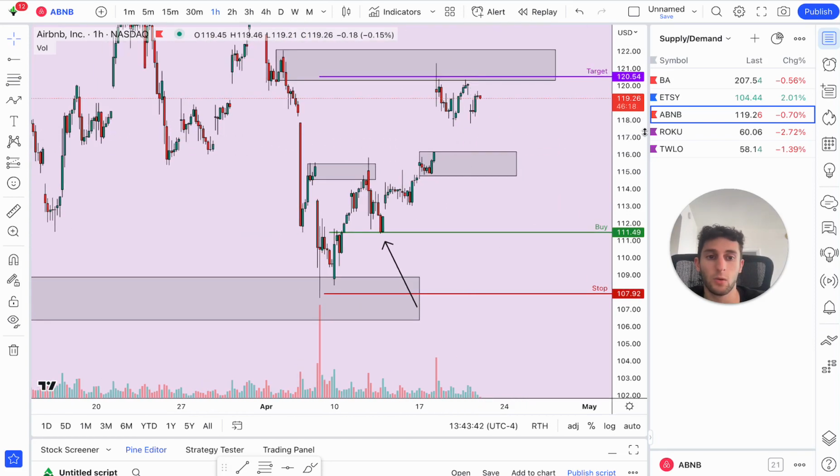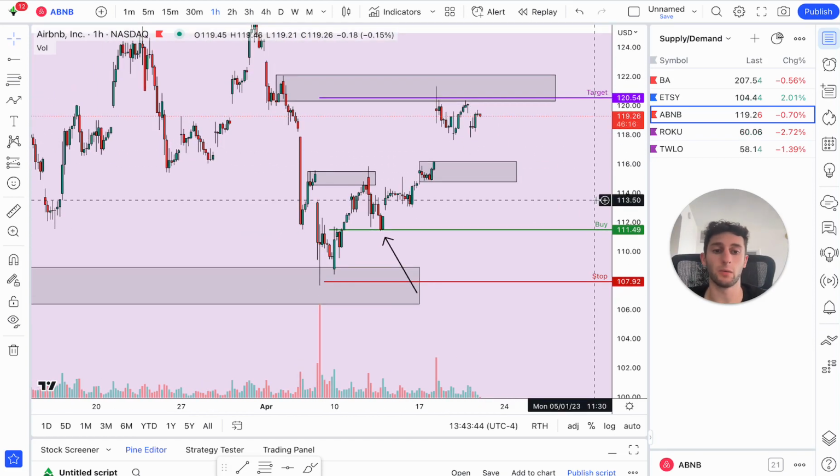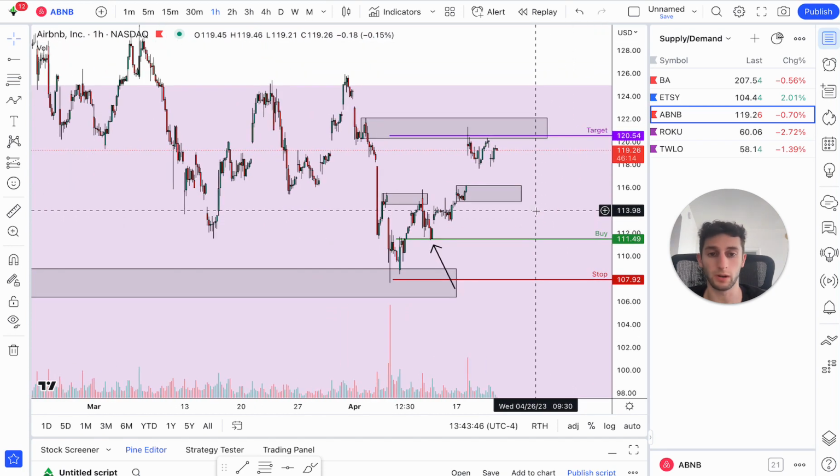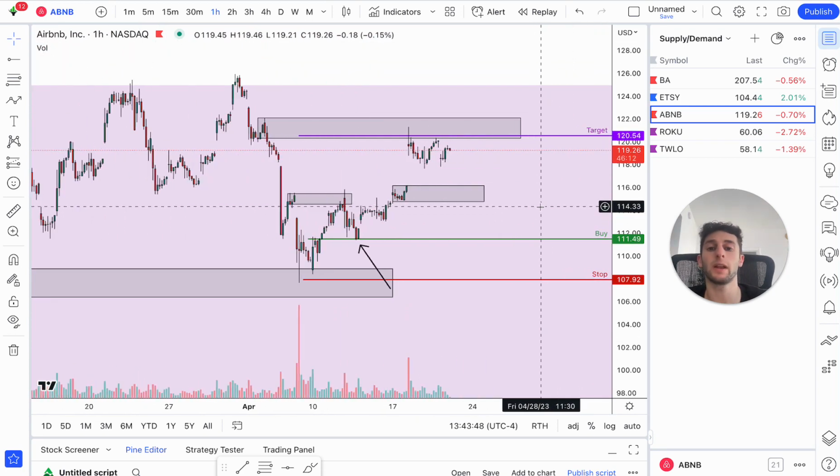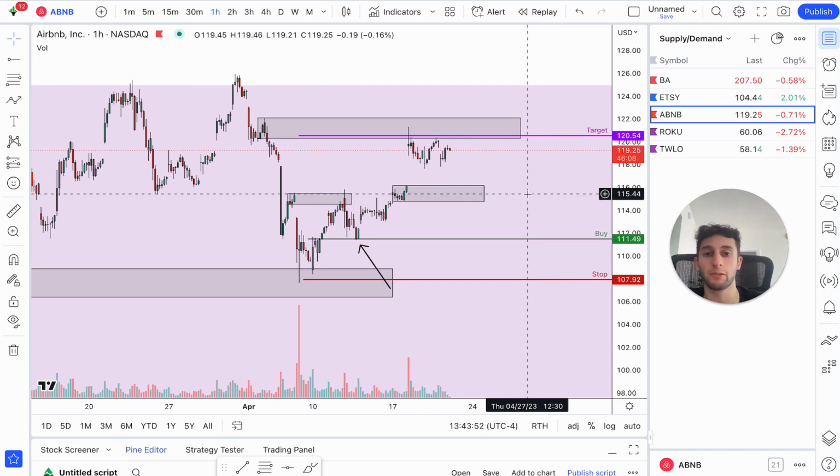Okay, so supply and demand and balance theory and all my strategies work by themselves. But if you're looking to get an increased risk reward, an increased win rate, you need to add different confirmations to your strategy. The two ones that I just showed you are going to help you massively if you implement them in your trading.